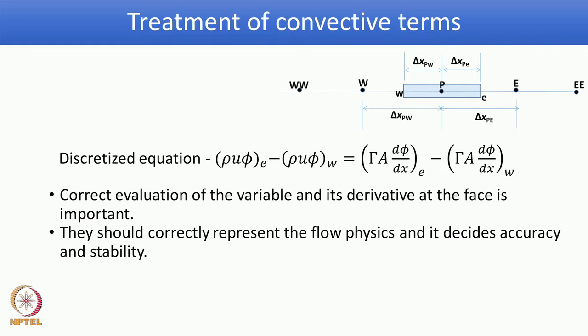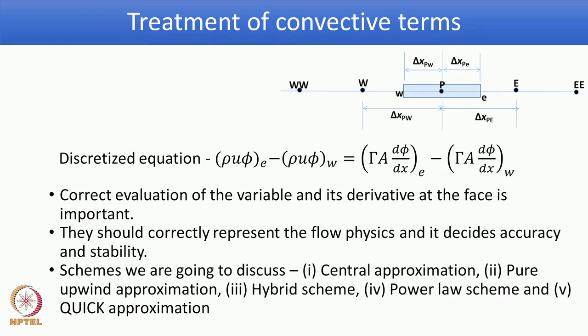As I explained with the help of an illustration, that should correctly represent the flow physics, and it also affects accuracy as well as to some extent stability. We are going to discuss 5 different approximation methods to get flux or function value at the phase. They are central approximation, pure Upwind approximation, hybrid scheme, power law scheme and quick approximation.